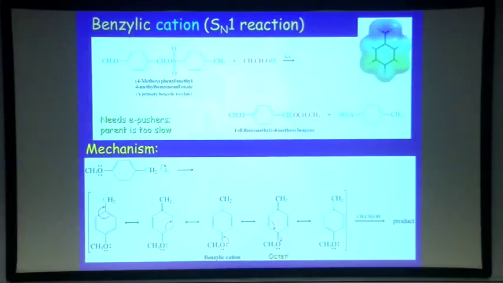And so how does this go? Well, the leaving group leaves, and you get a resonance-stabilized benzylic cation. And you can see what happens. The benzene ring is involved by donating electron density, so this plus charge moves over here. So this is the allylic cation resonance. Here's the second one that puts the plus charge here.